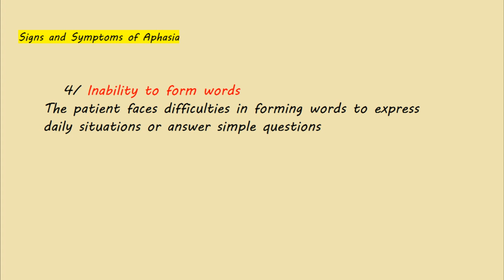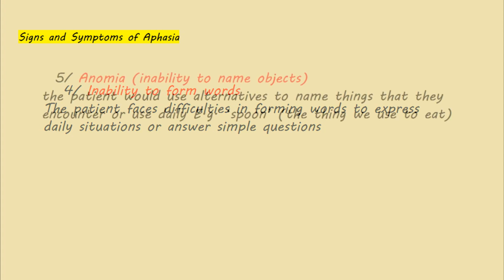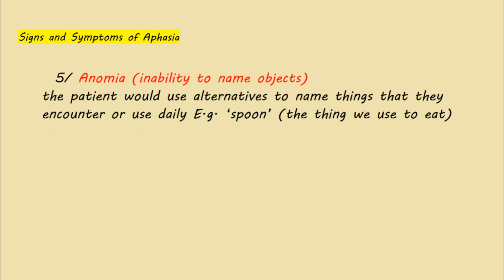This means that the patient or the patients in general face difficulties in forming words to express daily situations or answer simple questions. Then we move to the fifth sign, which is called anomia. Anomia is the inability to name objects, okay? The patient would use alternatives to name things that they encounter or use daily. So we have these simple things, these easy stuff that people use, for example, in their daily life.